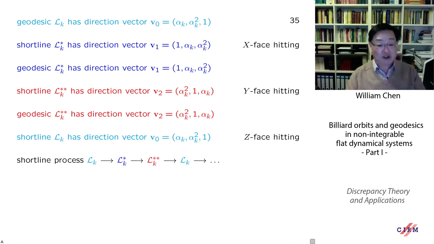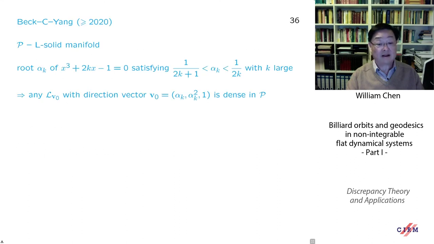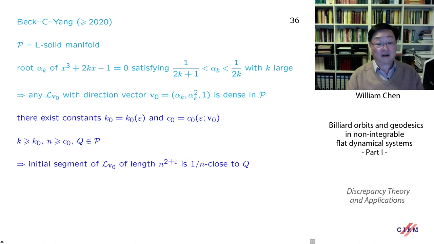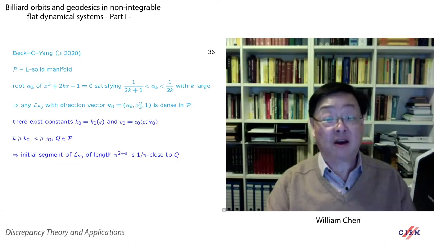So what we have is a short line process from Lk to Lk star. So Lk star is a short line of Lk. Lk double star is the short line of Lk star, but Lk is the short line of Lk double star. So our result is that any geodesic with direction vector v0 is dense in P. Dense in the sense that we need to go a length n to the 2 plus epsilon before we can get within 1 over n of every point in P, in the L-solid manifold.